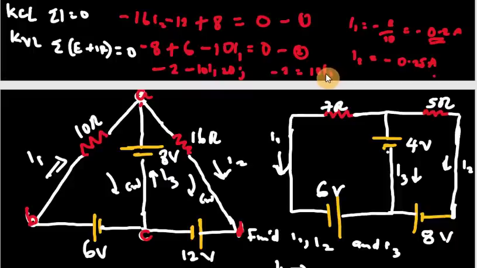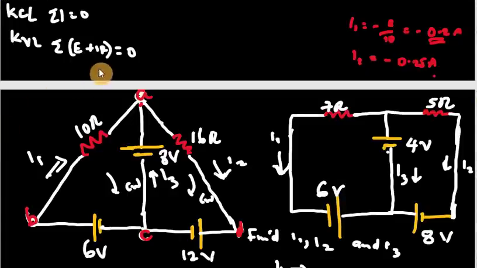Now, let us look at other examples. There are some problems that you are required to solve simultaneously for you to find the values of I1, I2, and I3. If you notice here now, we have just gotten the values of I1 and I2. How can we find the value of I3? To find the value of I3, we make use of Kirchhoff's current law.